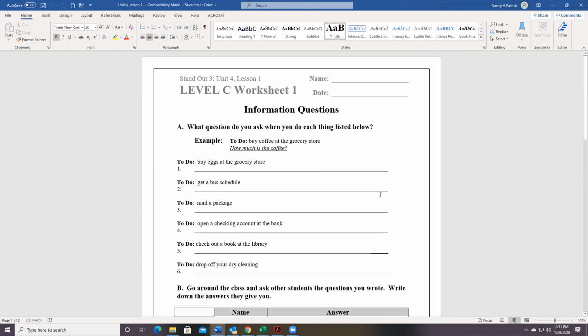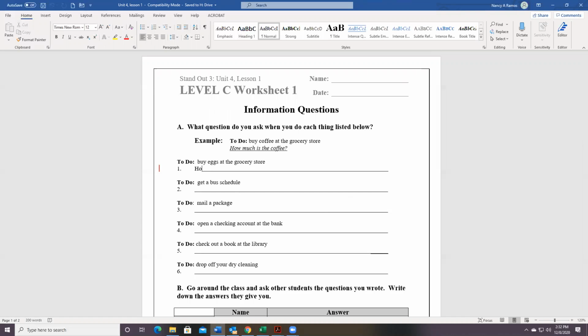Okay, it says, so information questions. What question do you ask when you do each thing listed below? Okay, so for example, to do is to buy coffee at the grocery store. What kind of question will you ask? How much is the coffee, right? Now, next one to do is to buy eggs at the grocery store. Okay, you can have the same one.